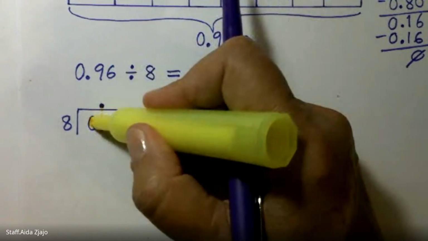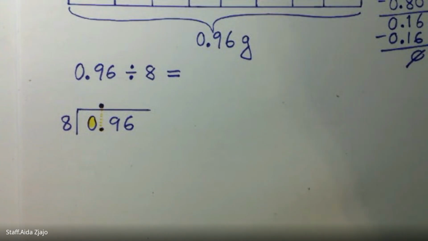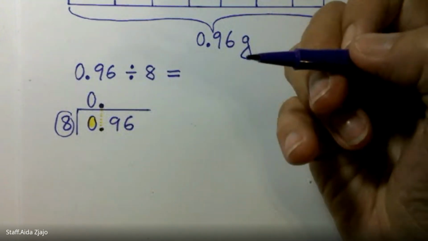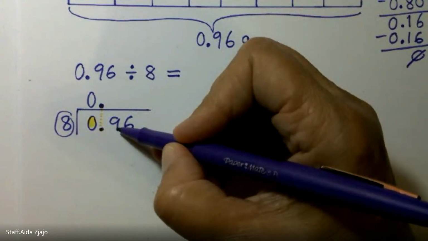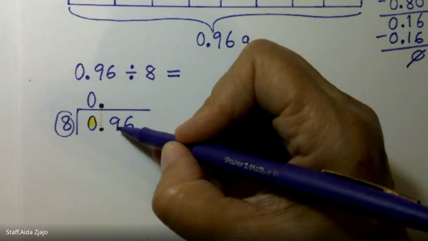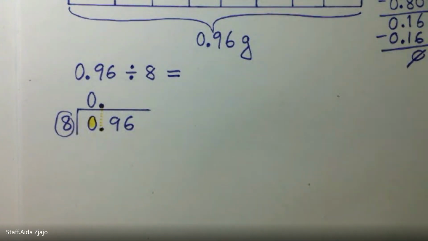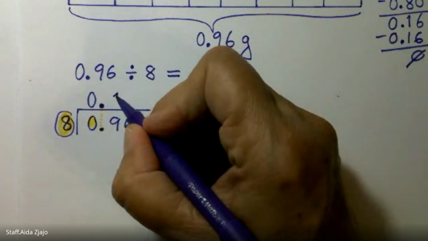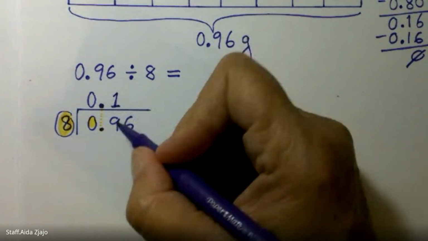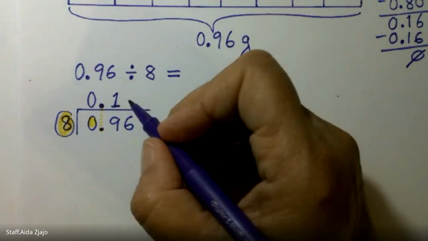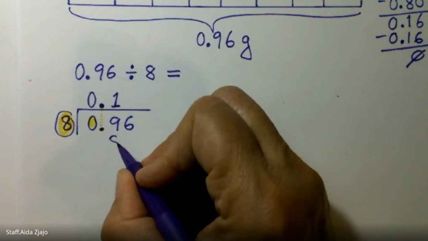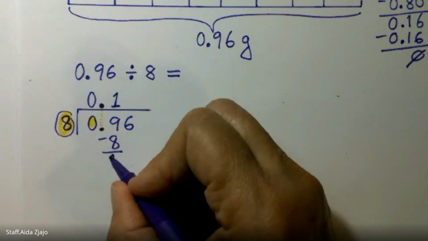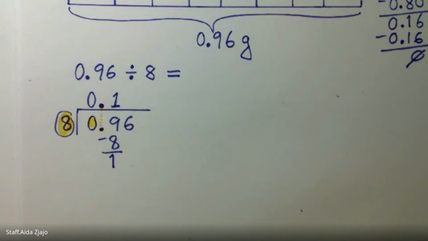If I have a 0, can I have a group of 8? Of course not. I have 0 groups of 8. Now, if I move to the next, I have 9. Do I have a group of 8? Yes, I do have one group of 8. 1 times 8 is 8. So there is a leftover of 1 tenth.